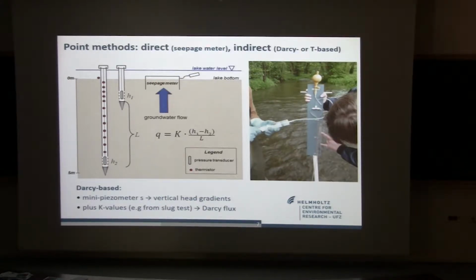For the indirect methods, there are Darcy-based methods that work on calculating or measuring hydraulic gradients and conductivities, and then with Darcy's law we can calculate a flux, or a vertical component of the flux mainly, as we usually measure the vertical gradient. But then there are also temperature-based methods. So this is shown here, where you have thermistors or temperature devices or a DTS cable, let's say in a borehole, and you can measure vertical profiles and invert for the advective component of the heat flux. You can basically get the advective flux from that as well.